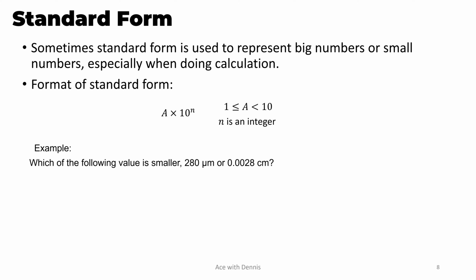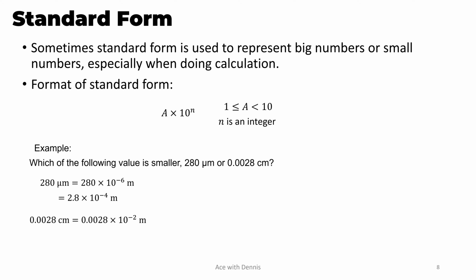For example, which of the following values is smaller, 280 micrometer or 0.0028 centimeter? Let's see how we convert into standard form and do the comparison. 280 micrometer is equivalent to 280 times 10 power negative 6 meters. This is not a standard form. We need to move the decimal place 2 units to the left. So the power negative 6, we need to add 2, becomes negative 4.